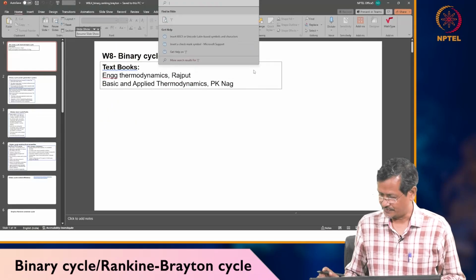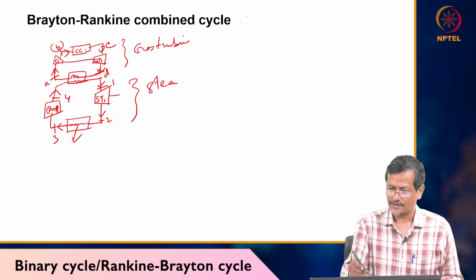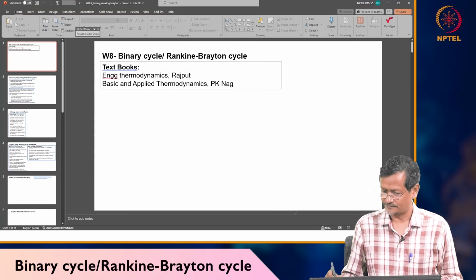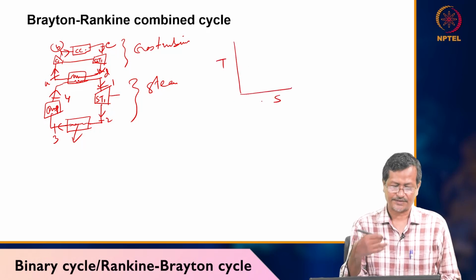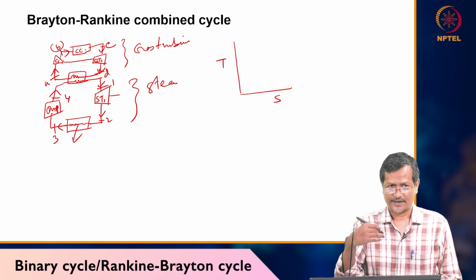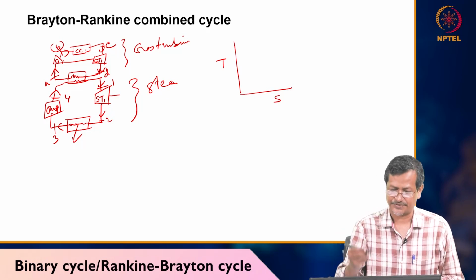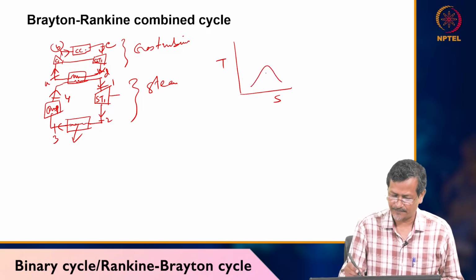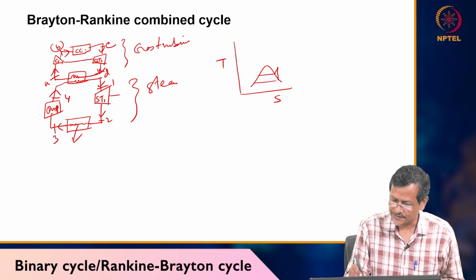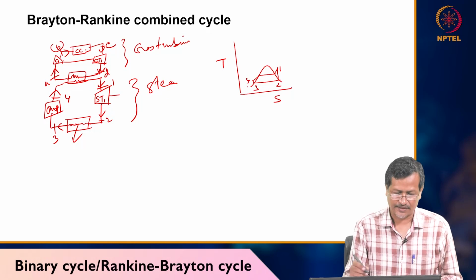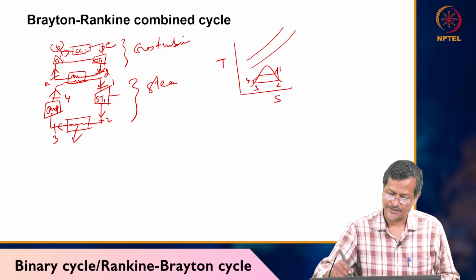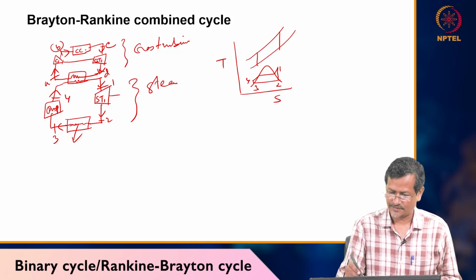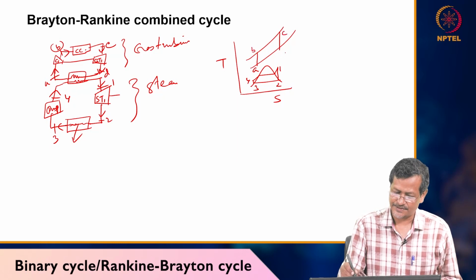Now if I draw the TS diagram, you can see this Rankine cycle will be running at lower temperature, but the Brayton cycle will be running at higher temperature. So first draw the Rankine cycle envelope, and it is like this, 1 2 3 4 as per your cycle diagram. Now where is the gas turbine cycle or Brayton cycle? It is here, A, B, C, D.